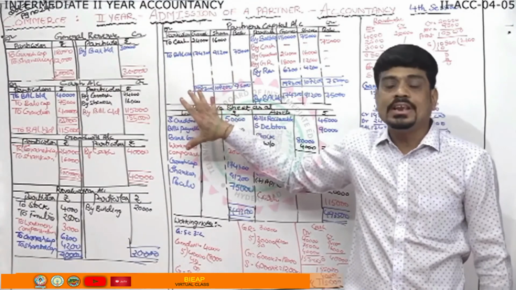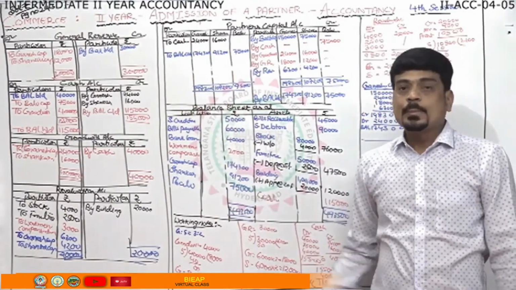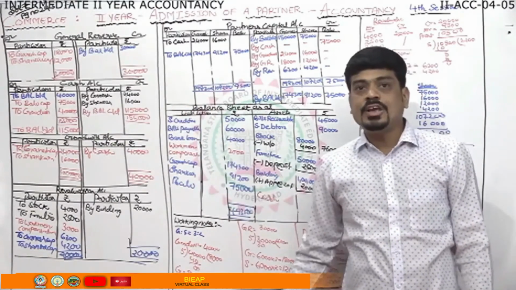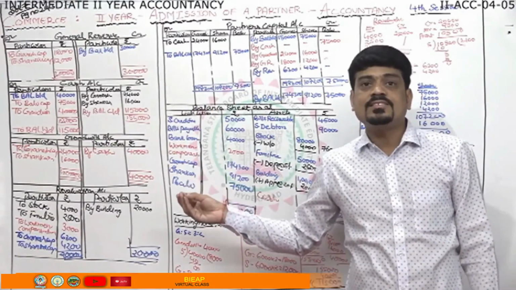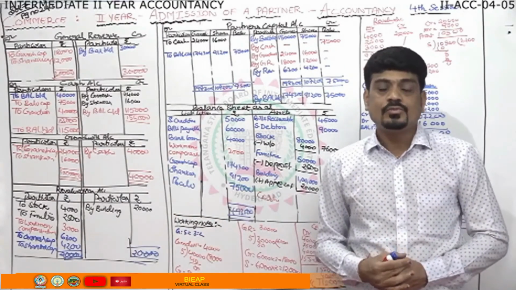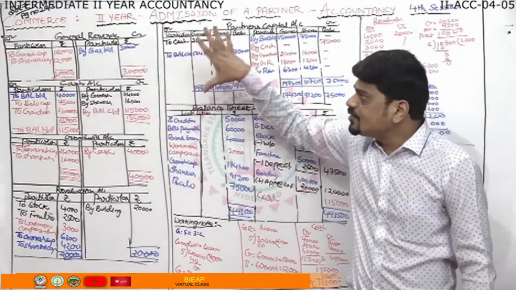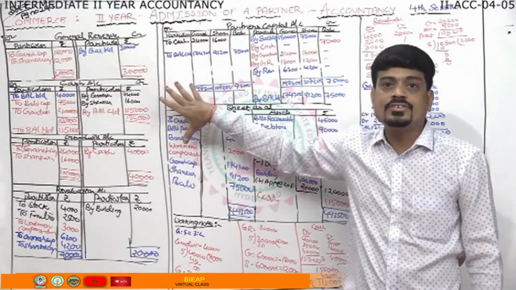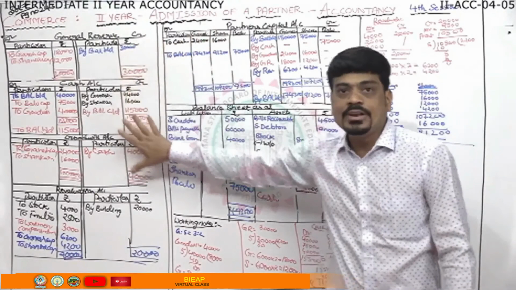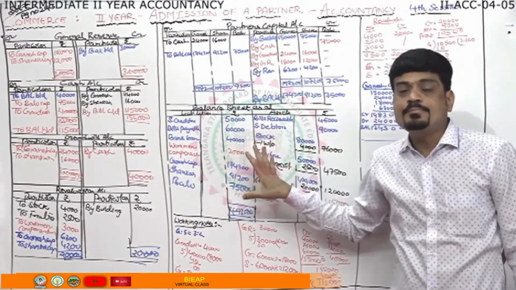Those who want to clear intermediate second year with good marks, those who know chapters called partnership, non-trading concern, consignment and depreciation, I say that you will be the masters. So please focus on these chapters mainly and especially on partnership. I hope whatever I am explaining you are able to follow. Practice in the same manner.